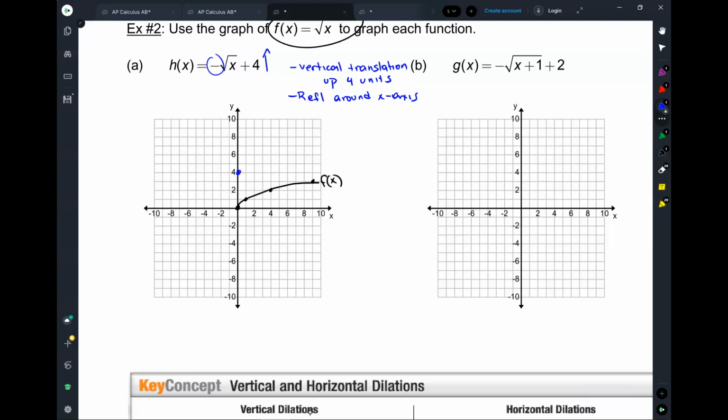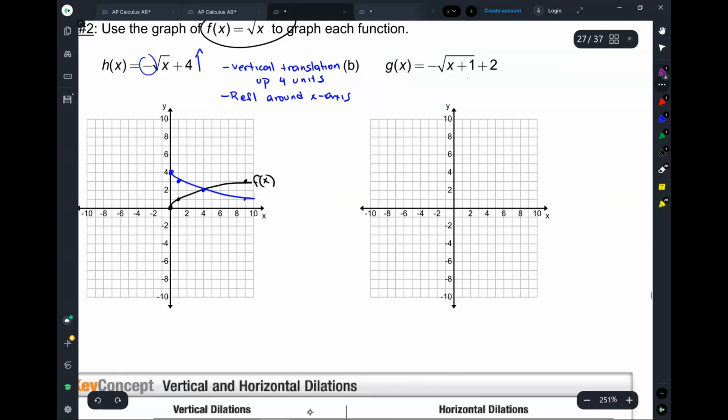So, if I go over 1, I should have gone up 1, but now where do I go? Down 1. It's just like when you were graphing the sine functions. Instead of going up, if it was negative, you would go down. So if I go over 4, I go down 2. When I go over 9, I go down 3. And that's how it looks. Okay, next.